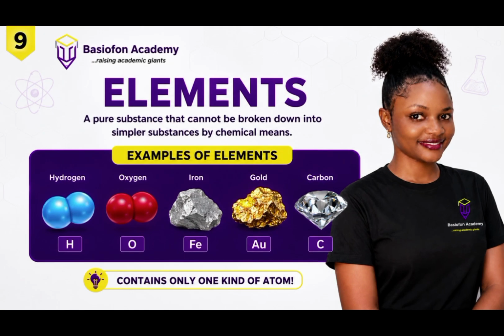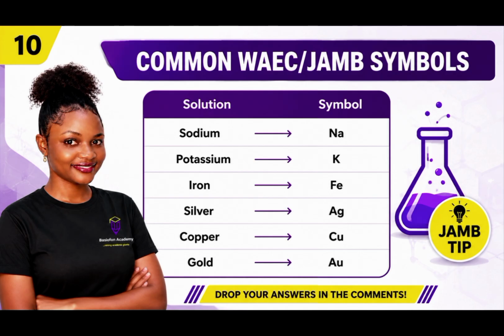Moving on to elements. An element is a pure substance that cannot be broken down into simpler substances by ordinary chemical methods. Here are some common symbols you must know. Sodium is Na, potassium is K, iron is Fe, silver is Ag, gold is Au, and lead is Pb. Here is an exam tip. JAMB loves testing these irregular symbols. You must memorize them.